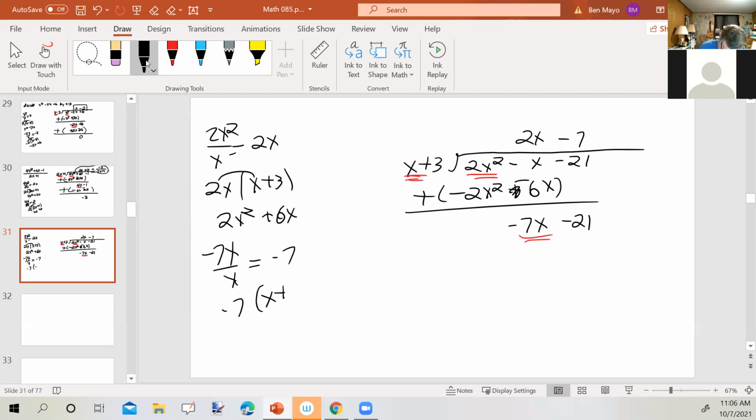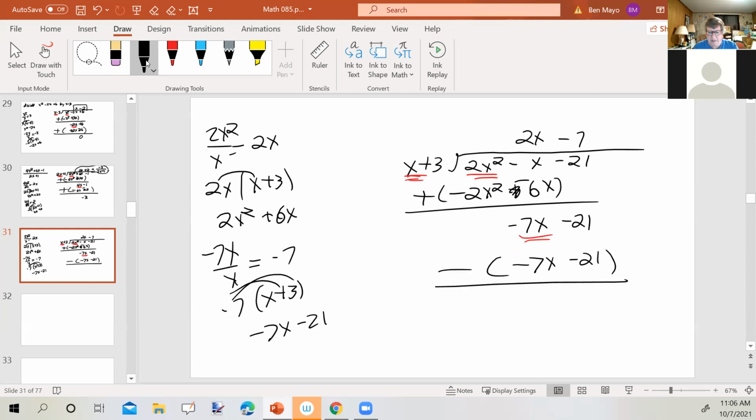Minus 7 times x plus 3, negative 7x minus 21. Write it over here. Subtract it from what's up above. Change it to addition of the opposite. Negative 7x plus 7x is 0. Negative 21 plus 21 is 0. So we have that answer.